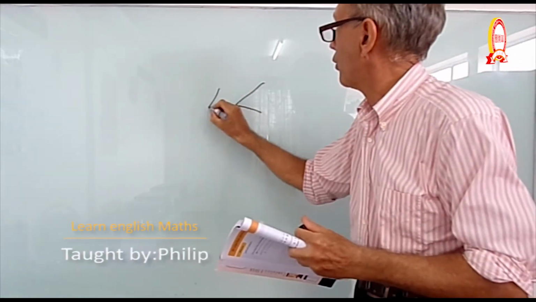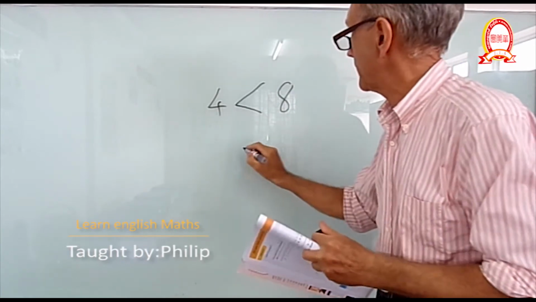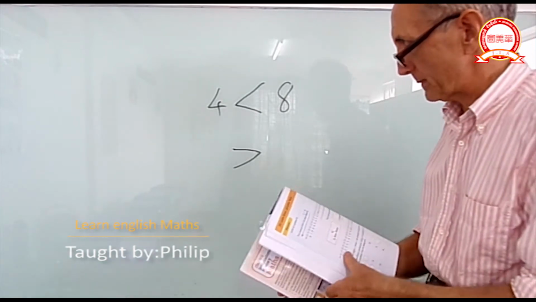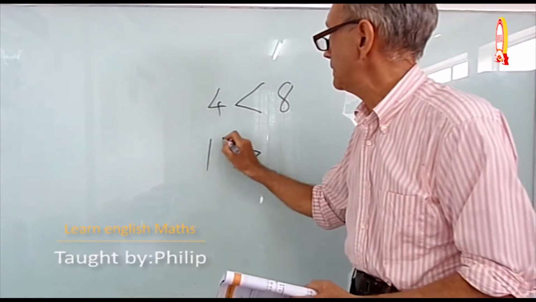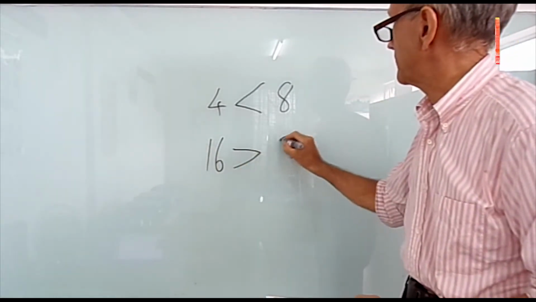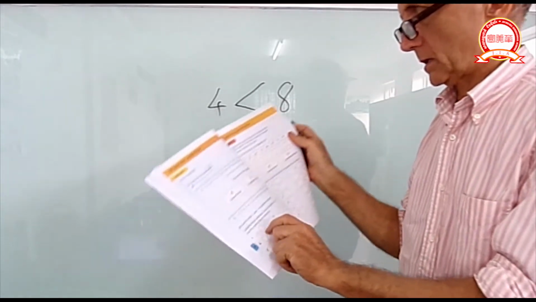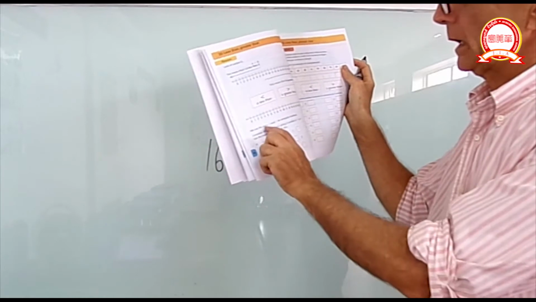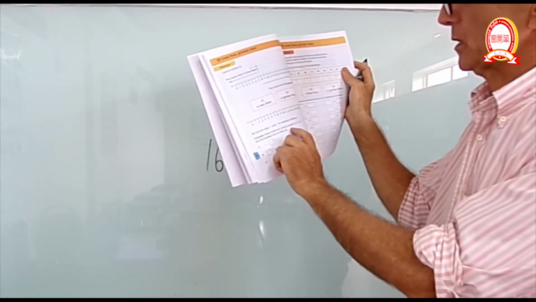So 4 is less than 8. An arrow pointing this way means that something is greater than. That means bigger. So 16 is bigger than 8. So down here you have some examples that you need to fill in. We have the signs that go left and right to compare numbers.